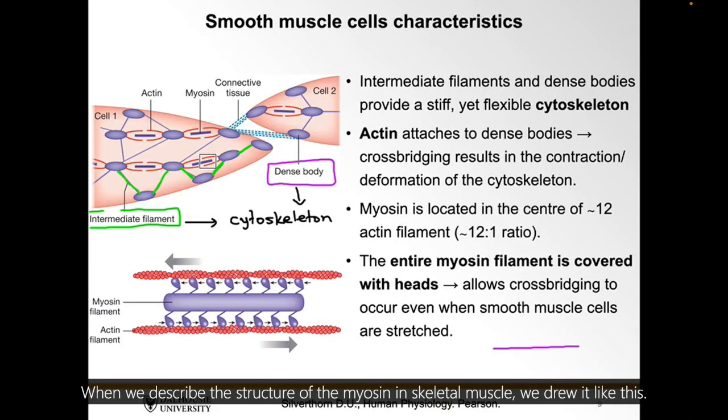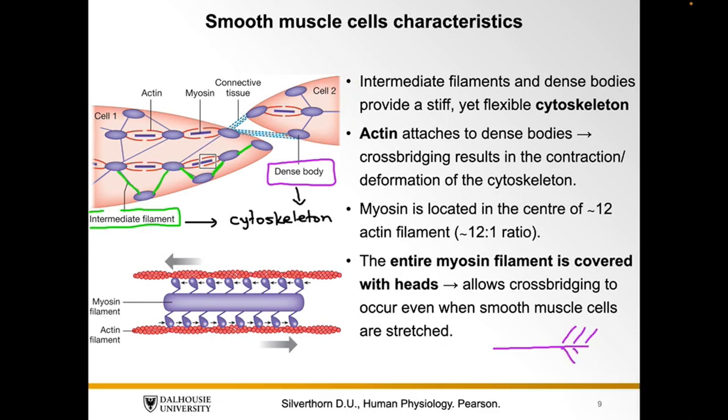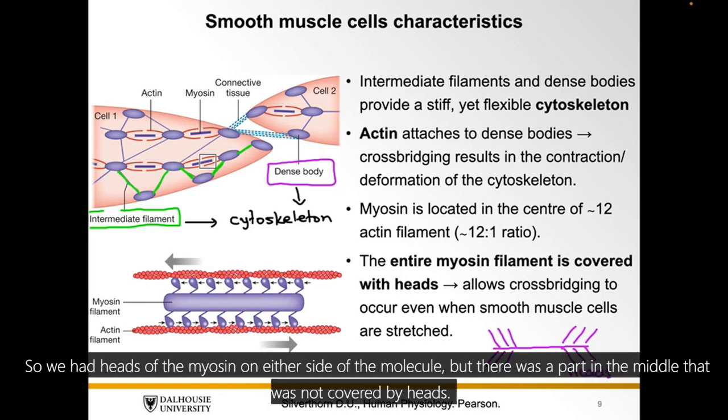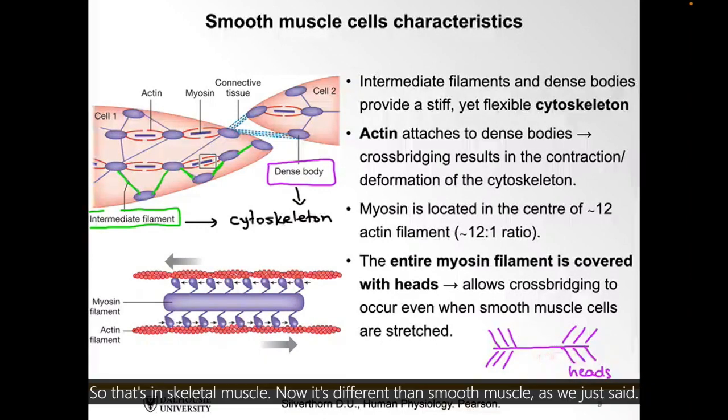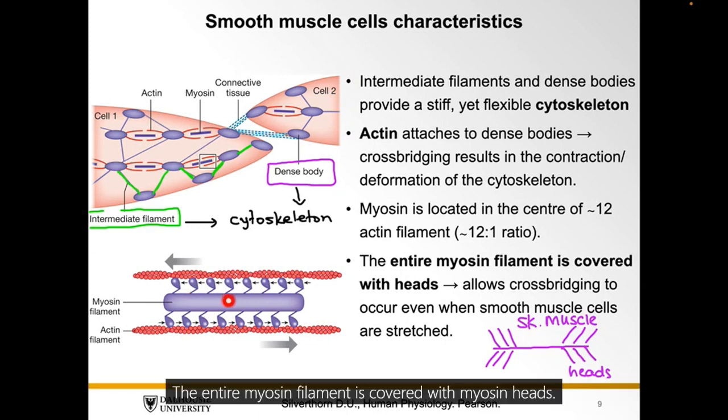When we described the structure of the myosin in skeletal muscle, we drew it like this. So we had heads of the myosin on either side of the molecule, but there was a part in the middle that was not covered by heads. So that's in skeletal muscle. Now it's different in smooth muscle, as we just said. The entire myosin filament is covered with myosin heads.